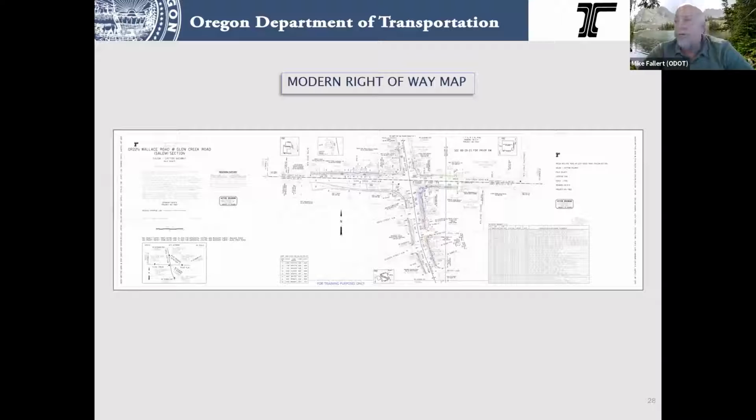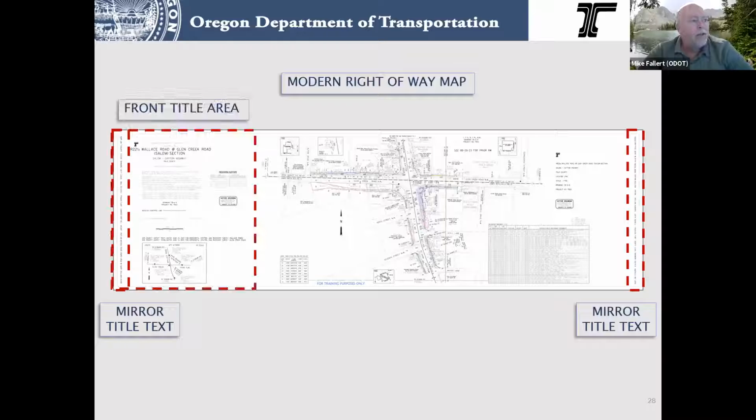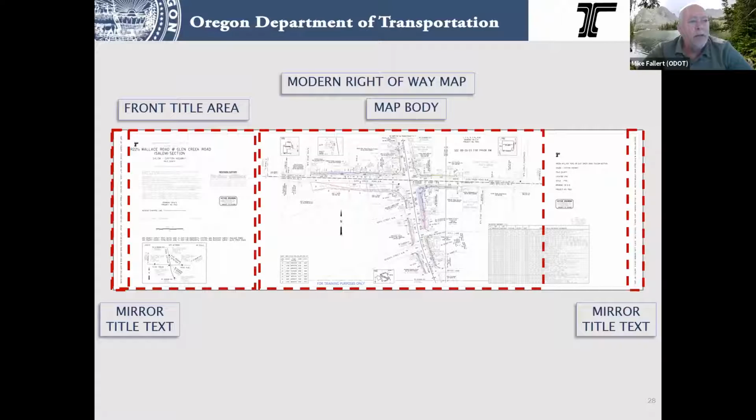And you can see there's a full view of a large one of our roll maps. And we'll break it down. You'll see on a lot of our old maps, there's what we call mirrored text at the ends on both the left and the right side. There's your front title area that has all the project information and all that sort of stuff. You've got your main body, which is what's going on, and then you have end titles.